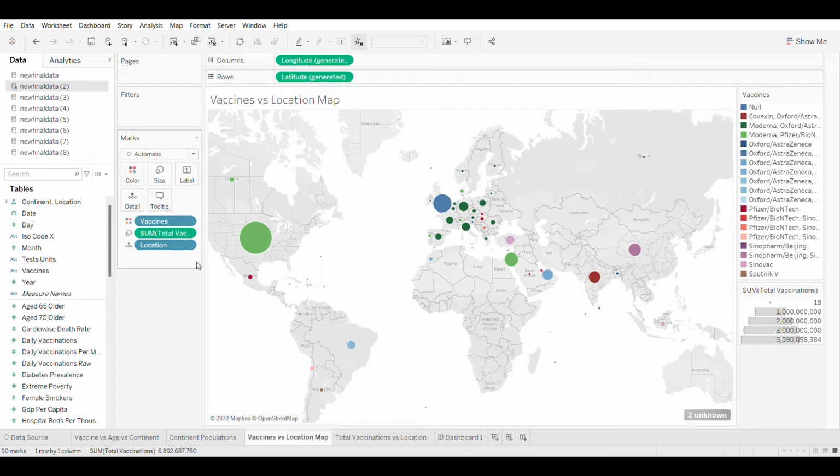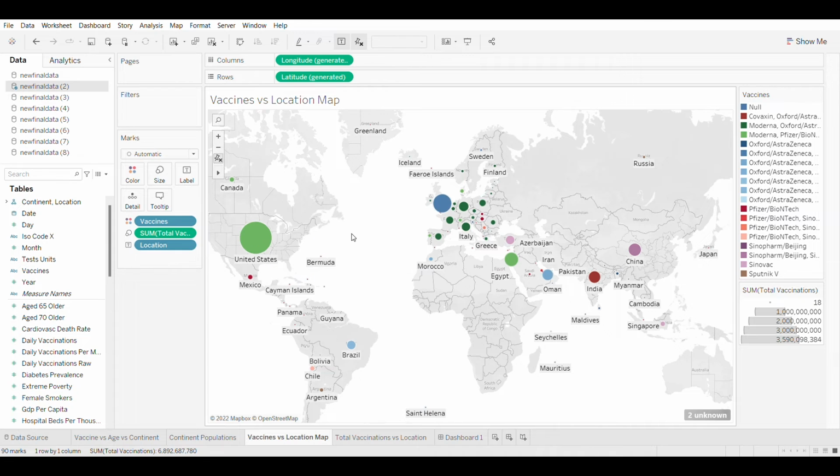Yeah, I have taken the vaccines in the color. I have differentiated the colors of the vaccines by placing the vaccines column in this. And then the sum of the total vaccinations. So I have taken an aggregate value by doing the size and the location. I have placed it in detail. The reason being, suppose if we place this in text, we get the exact names of the countries here too. For example, this is United States and this is Israel and this is Morocco. So in this way we get the exact names of it also.